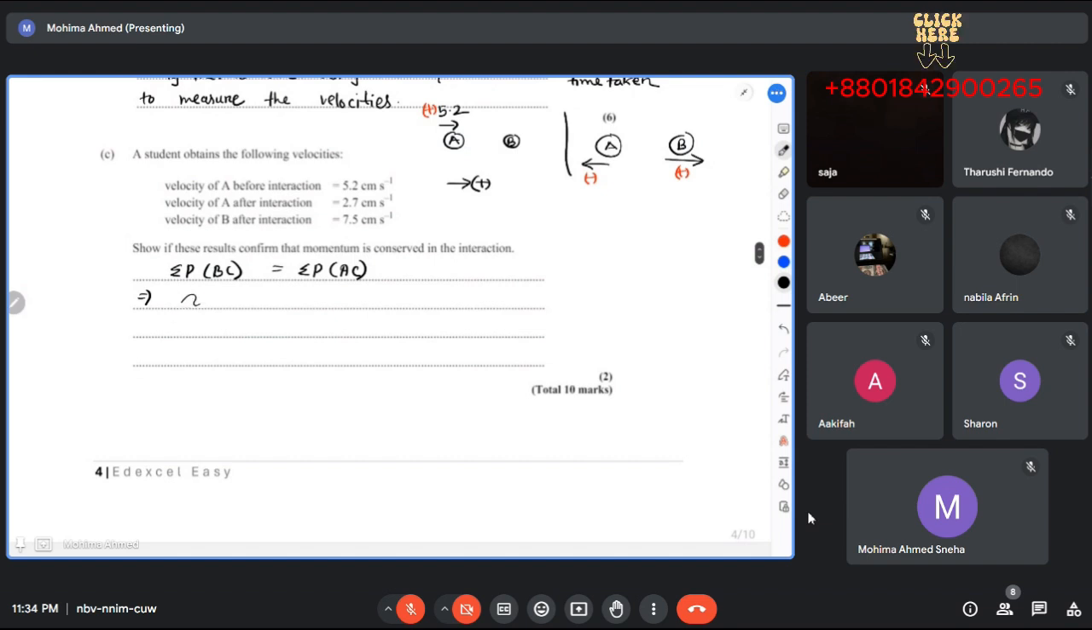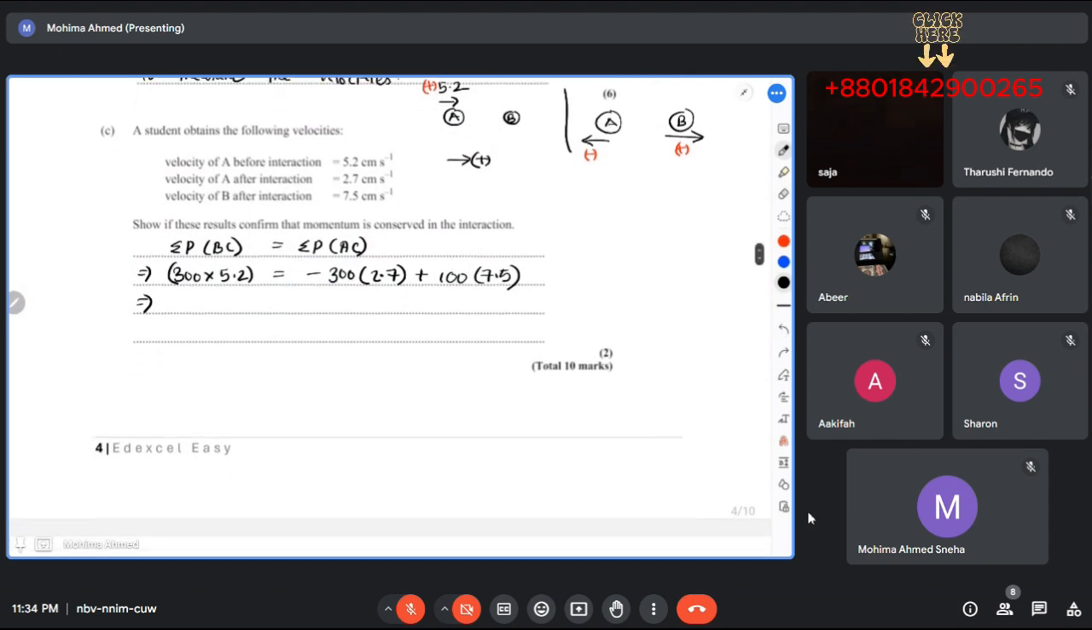So in that sense, 300 multiplied with 5.2 minus 100 multiplied with 2.7 plus, sorry, this is 300, 100, 7.5. So how much do you get on the left hand side? The 300 multiplied with 5.2. What is the value for it? 1,560.